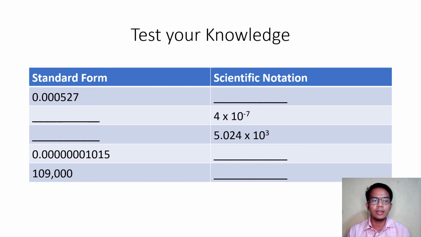Okay, let's check. Number 1, 5.27 times 10 raised to negative 4. Number 2, number 3, number 4, and number 5. So I hope that you all got a perfect score.